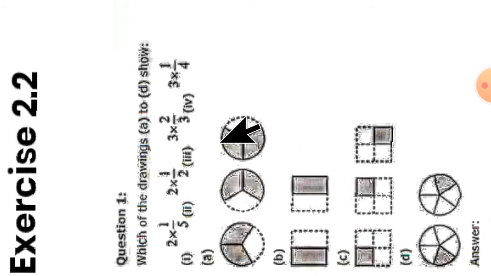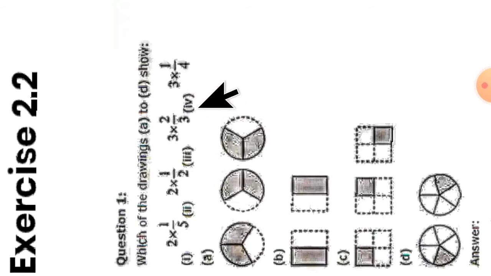Now third one, 3 into 2 upon 3. Here 3 figures in which out of 3 equal parts, 2 parts are shaded. Okay. So which are the 3 figures? This one. Okay. Here 3 figures are there. So 3 into, and out of total 3 parts, each figure is having 3 parts total. 2 parts are shaded. So 3 into 2 upon 3 matches with A.